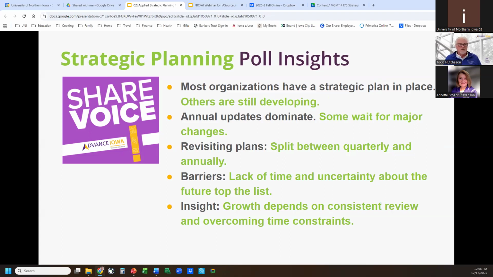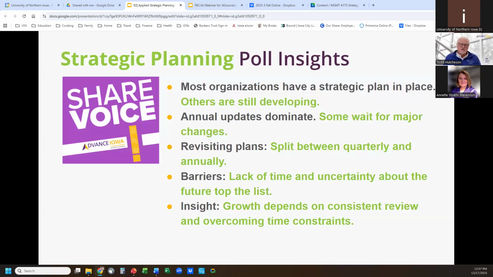We also found that 40 to 50% of companies do annual updates. Some wait for major changes in their market or in their business or in the company structure itself, but about 40 to 50% do it on an annual basis. Most revisit their plans annually. Some do them quarterly. A few even do them monthly.